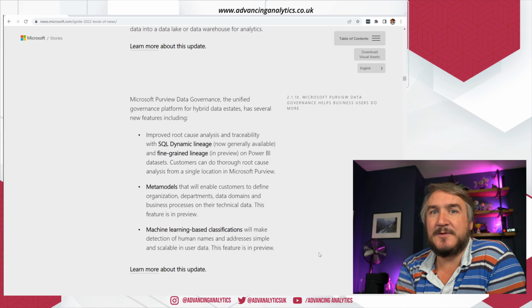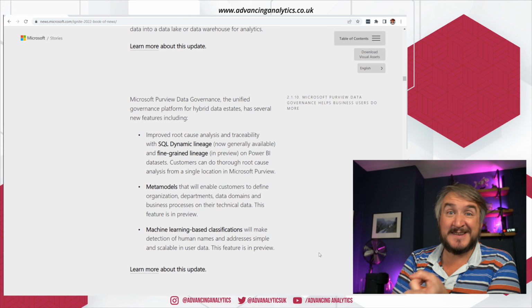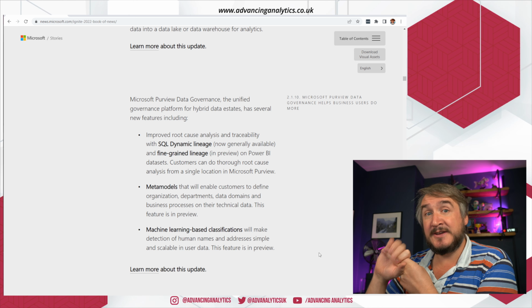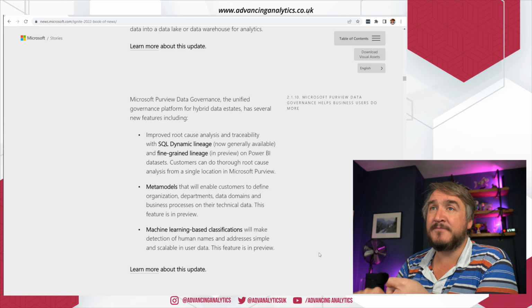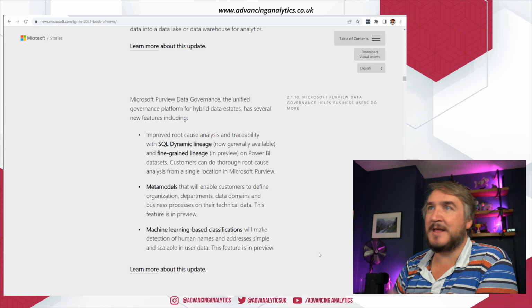And we've got some Purview information. So some different things happening. So better lineage for SQL. SQL Dynamic Lineage now going GA. Fine-grained lineage for BI models now in preview. That's useful, but that doesn't give us that much information.